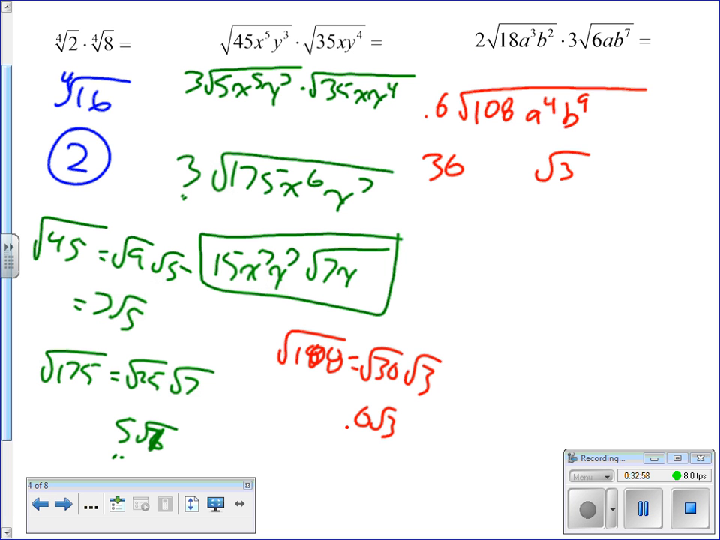And I think the numbers are so much harder than the variables are. The variables, you just divide the power by the index and see the remainder. So like a to the 4th: 4 divided by 2 is 2 with the remainder of 0, so I have a squared outside. Square root of a to the 4th, that's easy. It's a squared. B to the 9th: 9 divided by 2 is 4 with the remainder of 1. B to the 4th outside, B to the 1st still inside.